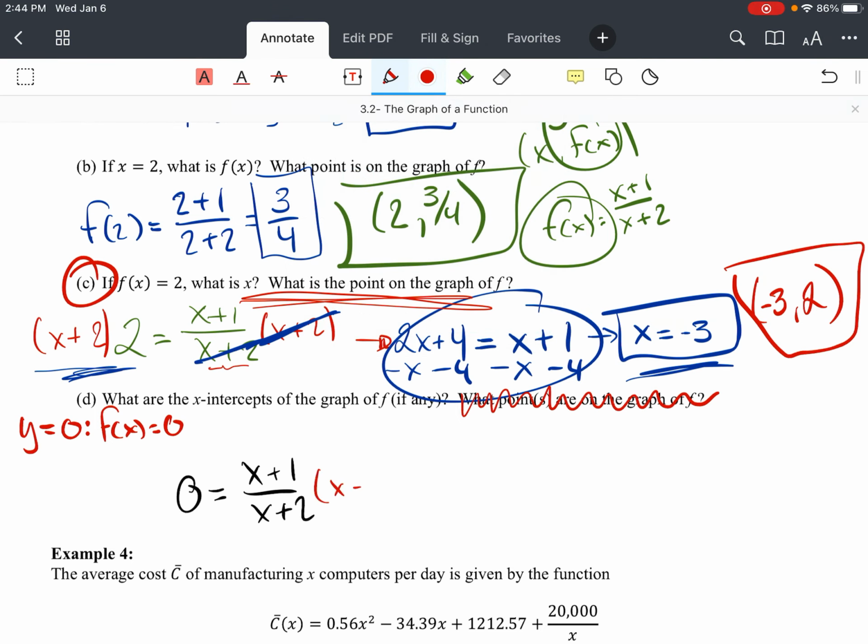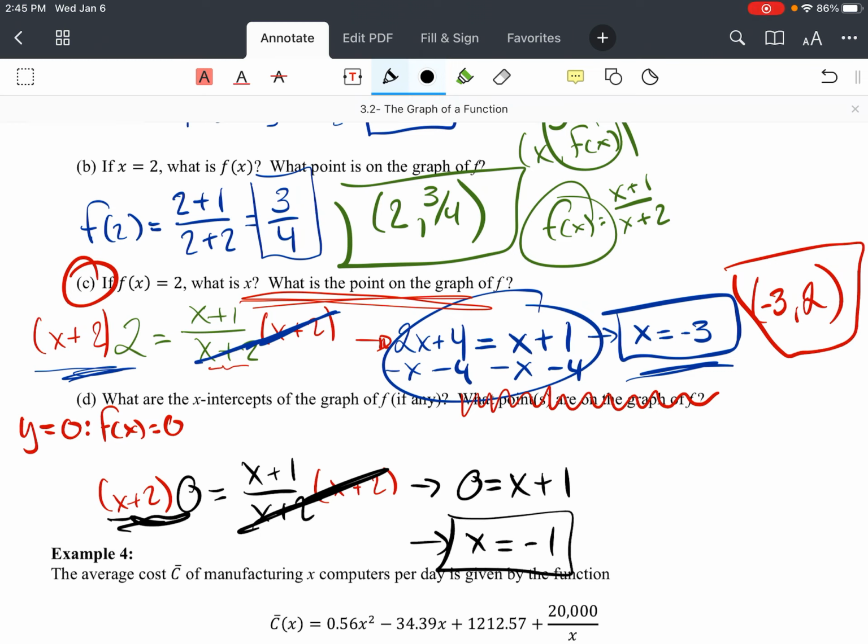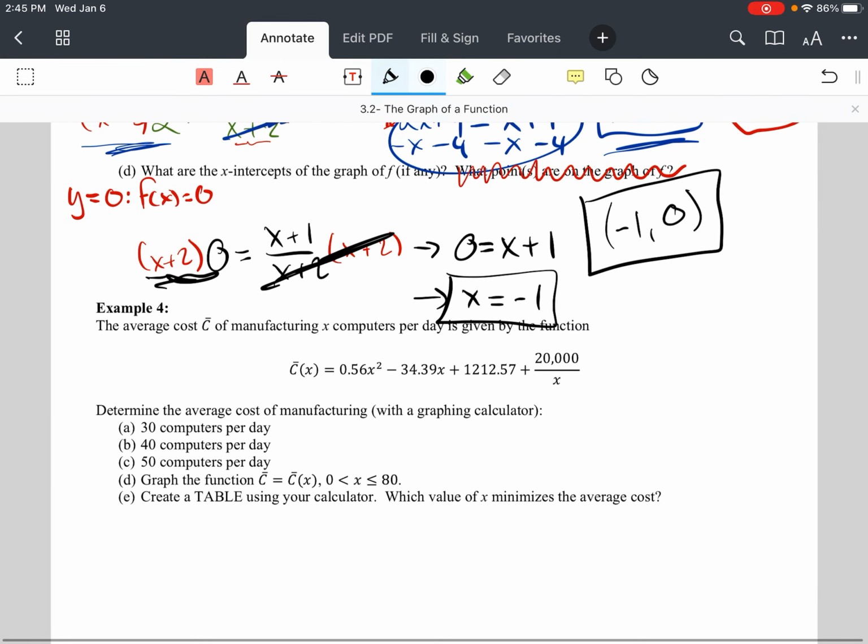Just like before, I'm going to multiply both sides by the denominator. Over here, I am left with 0, so this gives us 0 is equal to... these cancel out on the right-hand side. These divide to 1, and we're left with 0 equals x plus 1. And now we have a simple one-step equation, which gives us x equals -1. And if I were to ask you what is that point on the graph, well, it would be -1, comma 0. And that's all you've got to do there.